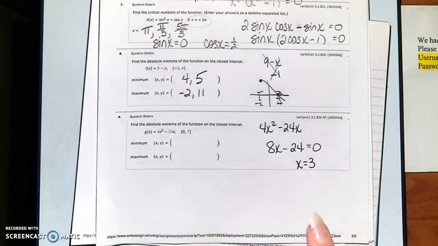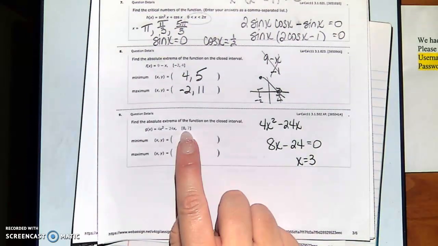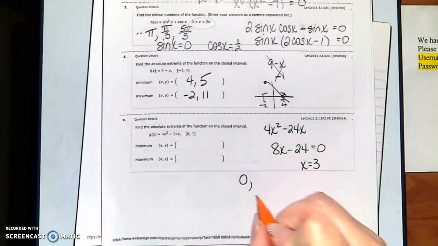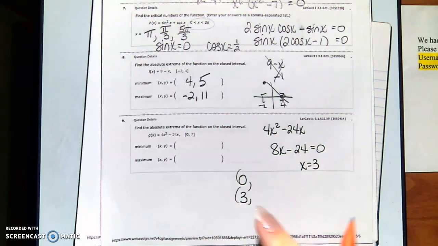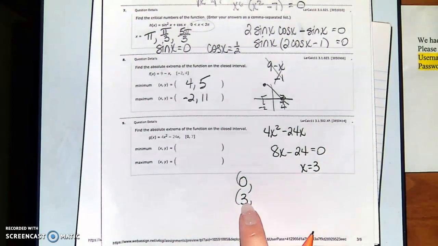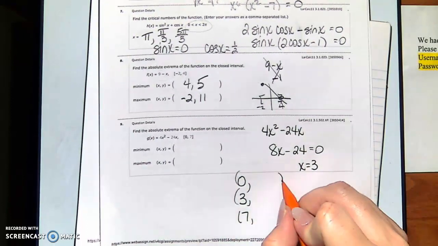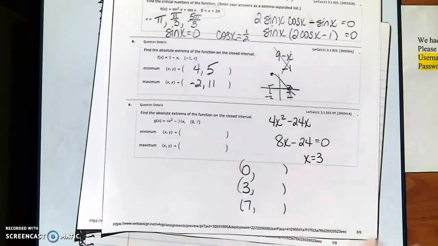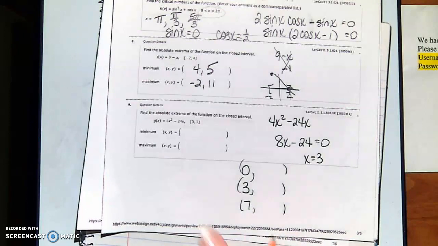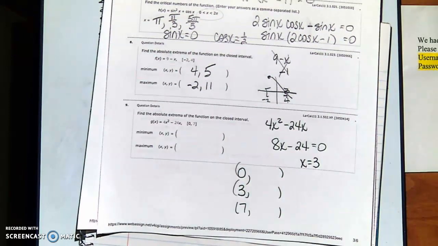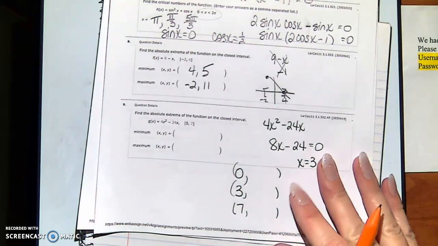So I need to test 3 things. Because I'm allowed to use my endpoints, I'm going to test 0. I just discovered my derivative equals 0 at 3, so it's a critical number. I'm going to test it. And then I have a 7, so I'm going to test that one too. All right, so my absolute extrema, well, this is just a parabola that opens upwards. So I know if I have a low point on the interval, it's going to be my vertex. The other ones will be maxes.